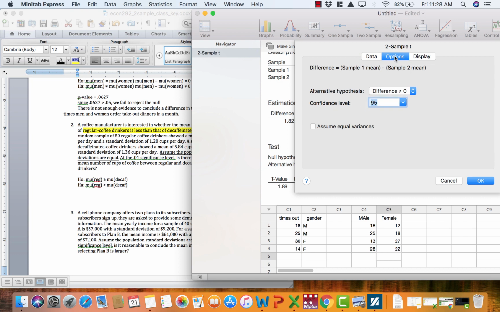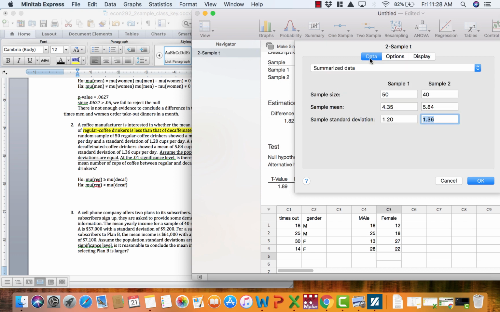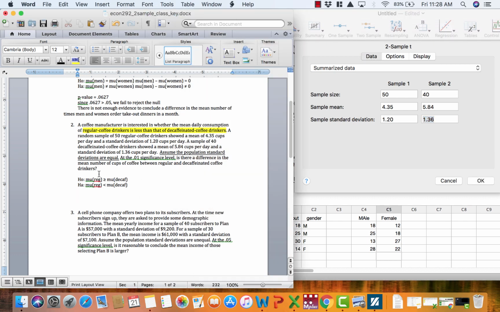But now we go under options, and we're going to have to choose the correct hypothesis. Okay? And these one-tailed problems are a little bit more difficult. All right, so we need to know, how does Minitab define the difference? Minitab defines the difference as sample 1 mean minus sample 2 mean. Well, sample 1 we put in as regular, sample 2 we put in as decaf. So I'm going to go down here in my Word document, and I'm going to say the difference is defined as regular minus decaf. Okay?